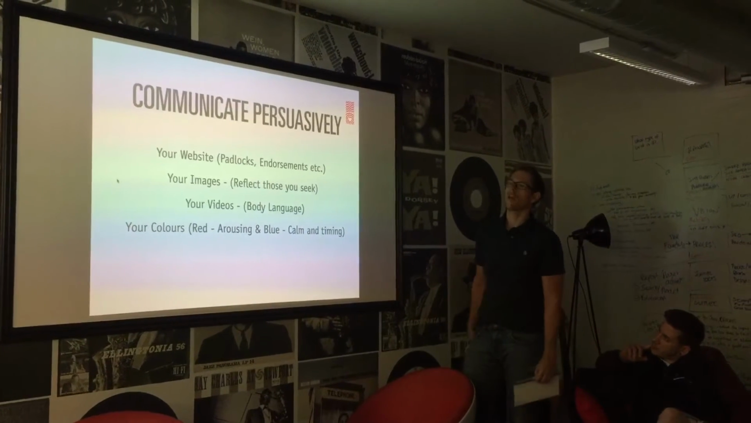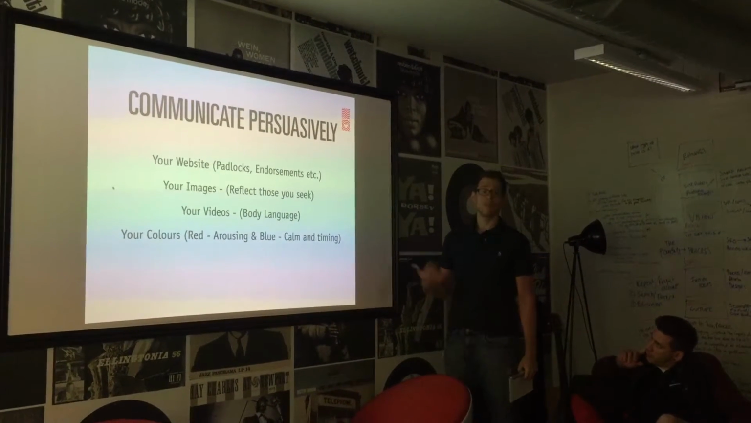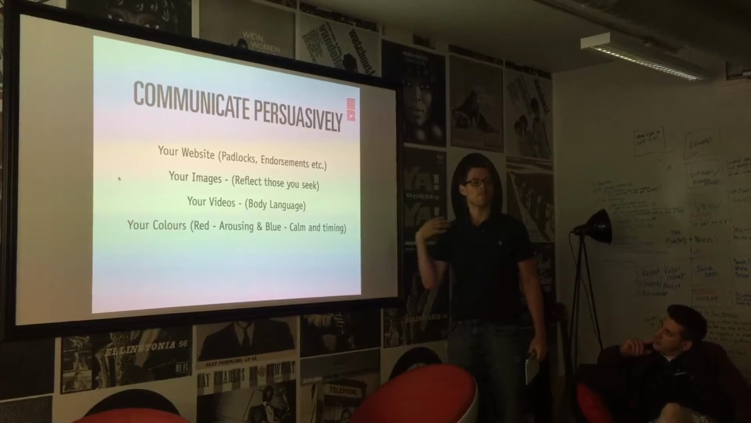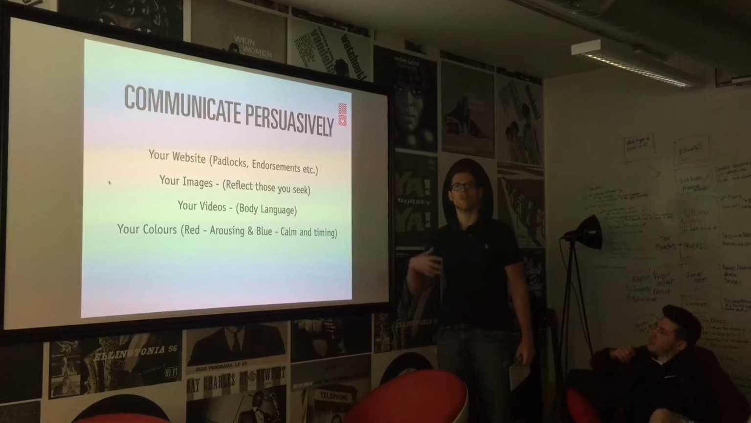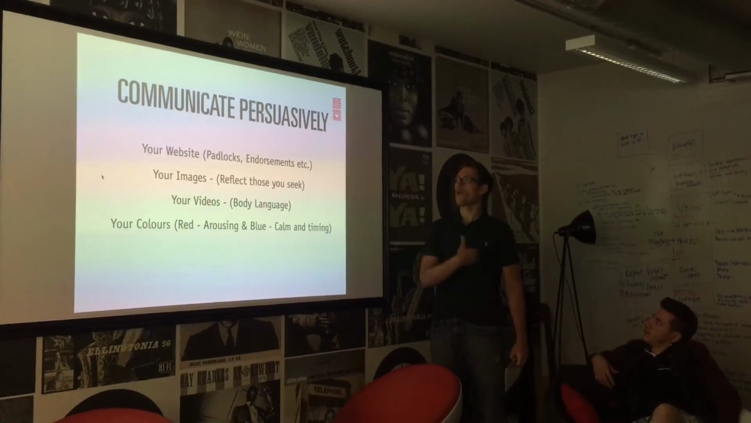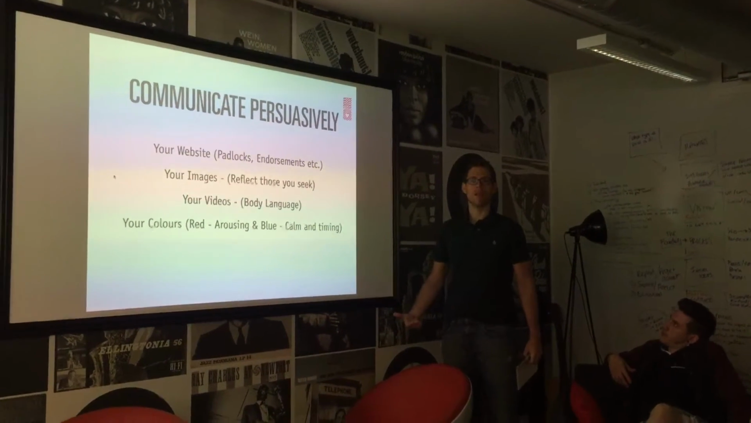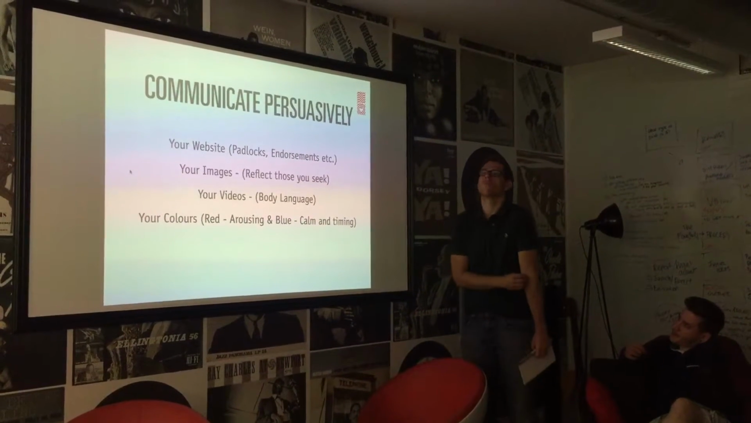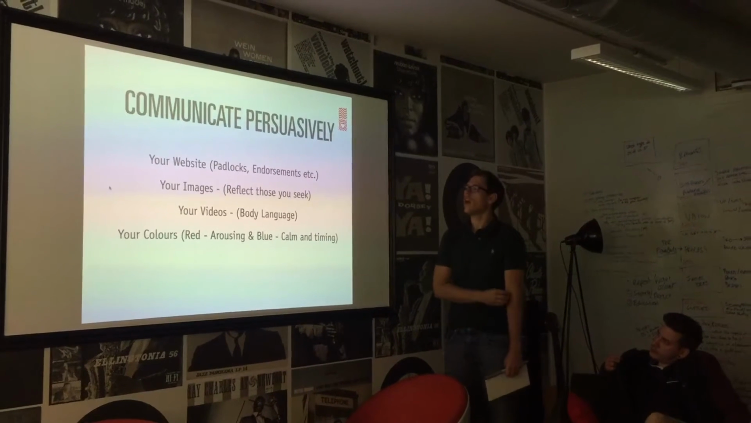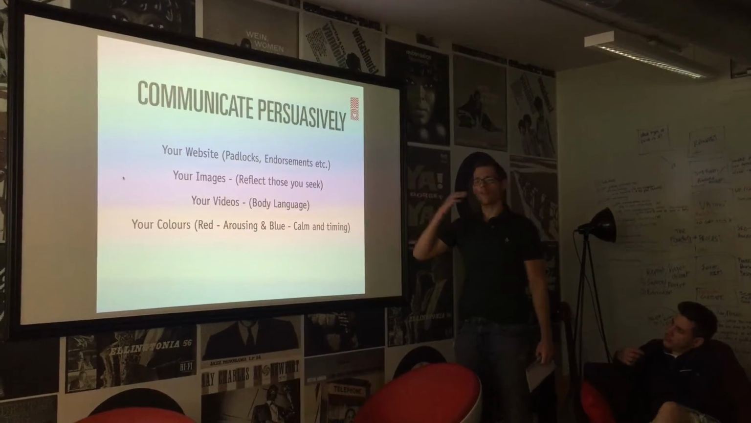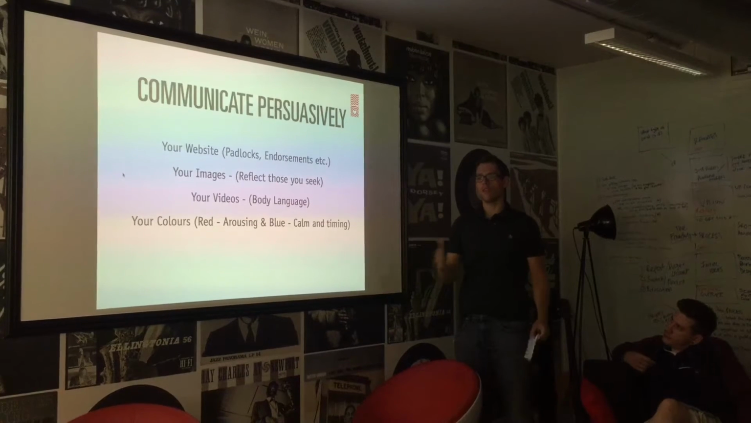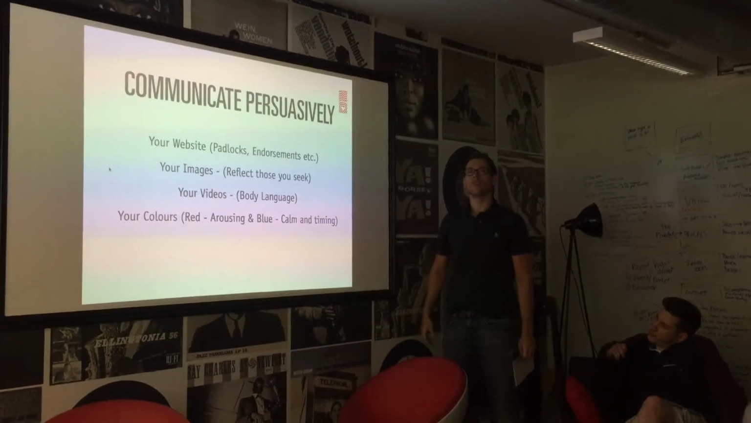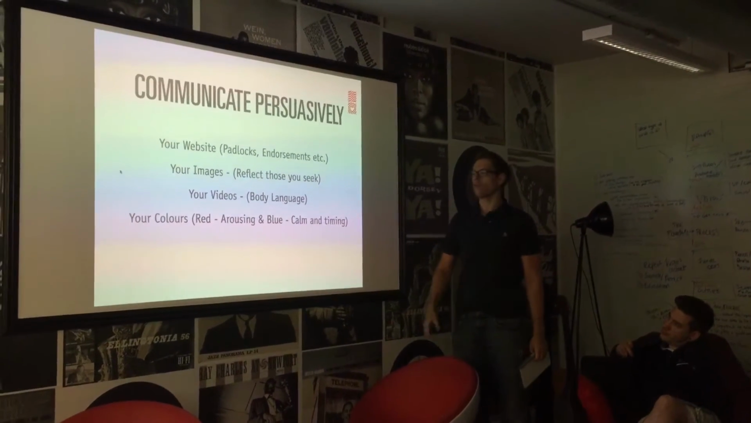So how we see that persuasion online is things like, if you're on a website, you'll see padlocks or you'll see endorsements. It gives that person, when they come onto your web page, a sense of knowing that where they are is a trusted place, and that they're not on an isolated website that nobody else is using. The images, so again, coming back to what we were looking at before, reflecting those that you see, if you can mirror what's actually taking place. Your videos, again, it's the body language in the video that's driving the emotional behaviour.